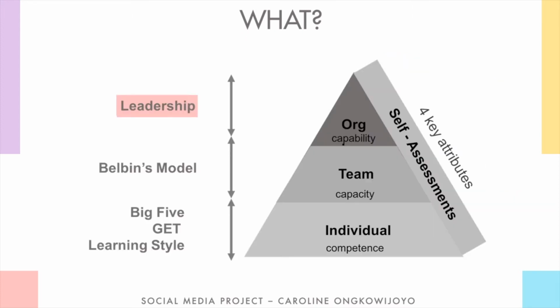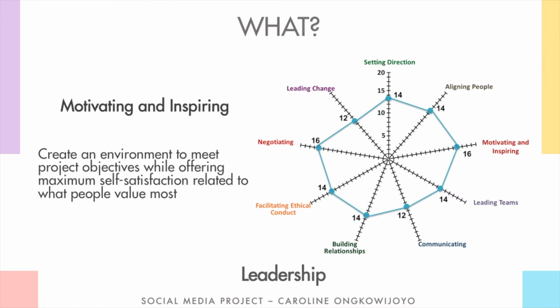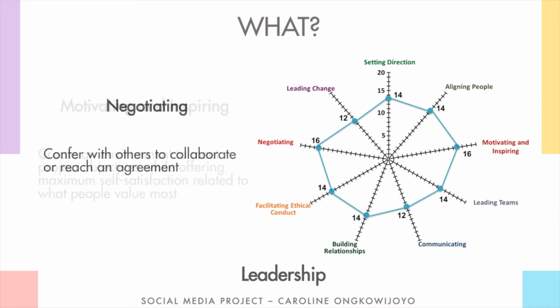Moving on to finding out about organizational capability or my capability to maintain an organization, which can be found from leadership tasks. My 2 highest answers are motivating and inspiring, as well as negotiating. For motivating and inspiring, I usually create an environment to meet the objectives, while at the same time offering self-satisfaction by providing what people value the most. As for negotiating, I can talk with others in order to collaborate or reach an agreement.